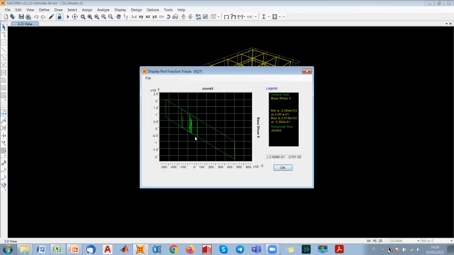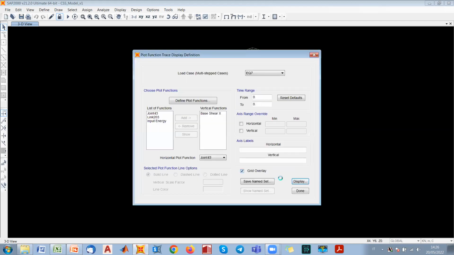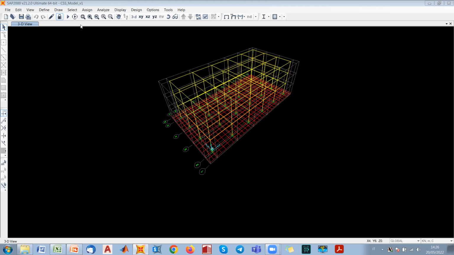Okay, this was the huge displacement seismic event. So this is the 7th. Okay, then we will be able also to see other results, but at least let's start from these.